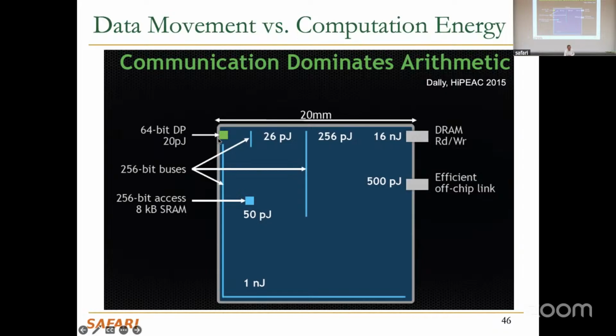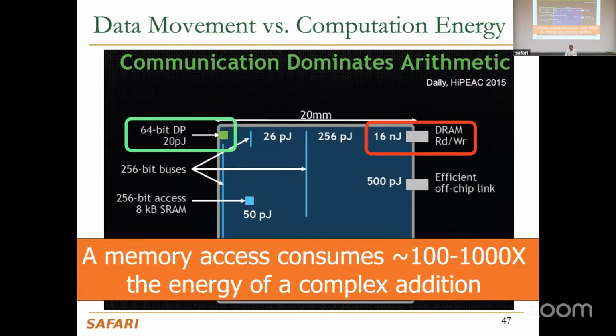Going from this end of the chip to this end of the chip to communicate data is 1 nanojoule compared to 20 picojoules. So an expensive computation, a 64-bit computation, is still much cheaper than communicating data and accessing memory. Why is it so high over here? Because you need to go off chip. You need to exercise interconnects that are large and big. So a lot of energy is spent on those interconnects. A lot of energy is spent on the DRAM chip, etc. Right? Okay, so that's the difference.